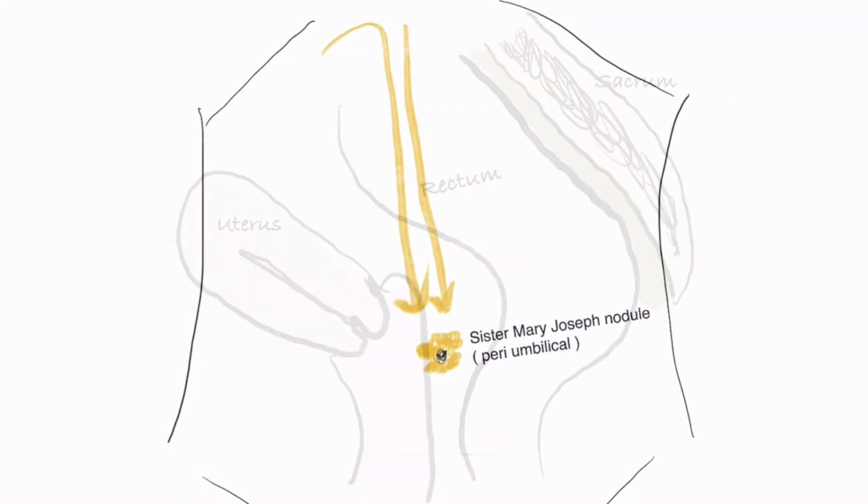Sister Mary Joseph node. Based on finding by Sister Mary Joseph, where she noticed that those cancer patients who have a palpable nodule at umbilicus have very short survival. Cancer cells may travel to periumbilical area through falciform ligament and ligamentum teres.